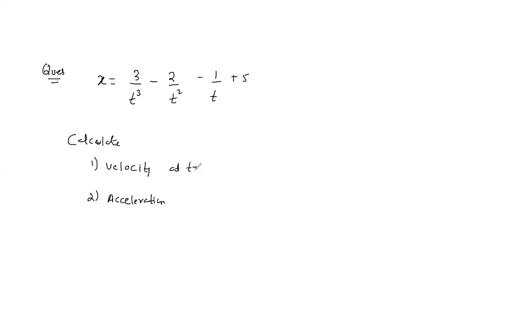Say the equation of position is 3 by t cube minus 2 by t square minus 1 by t plus 5. This is the equation of position. Calculate first velocity, second acceleration. Velocity at t equal to 1 second. First differentiate this position with respect to time. You will get the equation of velocity. In that equation, put t equal to 1. Then you would need acceleration at t equal to 1. Solve it.